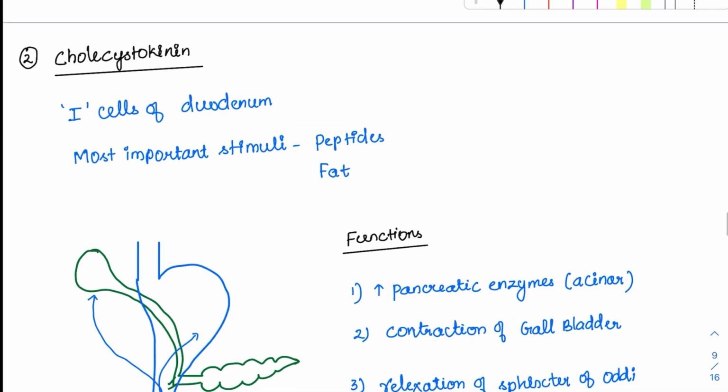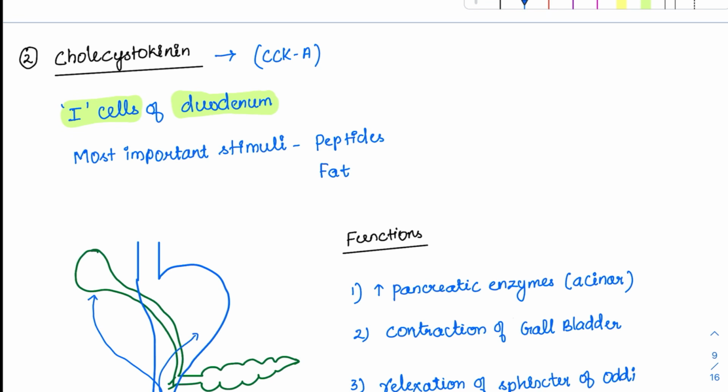Now coming to the second hormone, cholecystokinin. This cholecystokinin is produced from the I cells of the duodenum. There is a specific type of cell called I cells. And this cholecystokinin will act on the receptor called cholecystokinin A. What is the most important stimulus? Whenever we think about cholecystokinin, all of us remember its one function, that is contraction of the gallbladder.